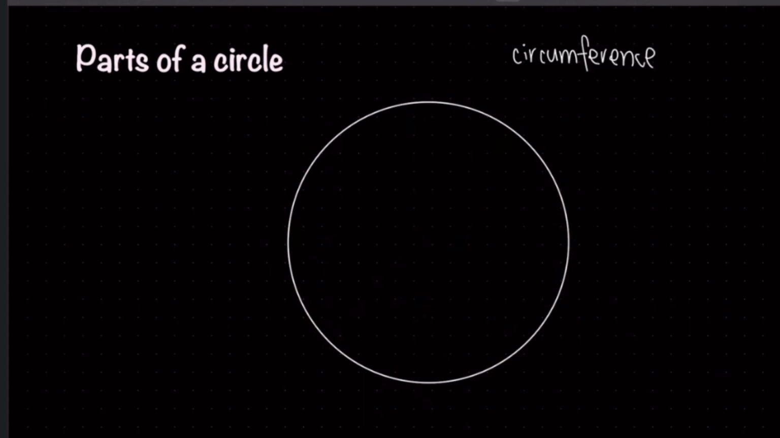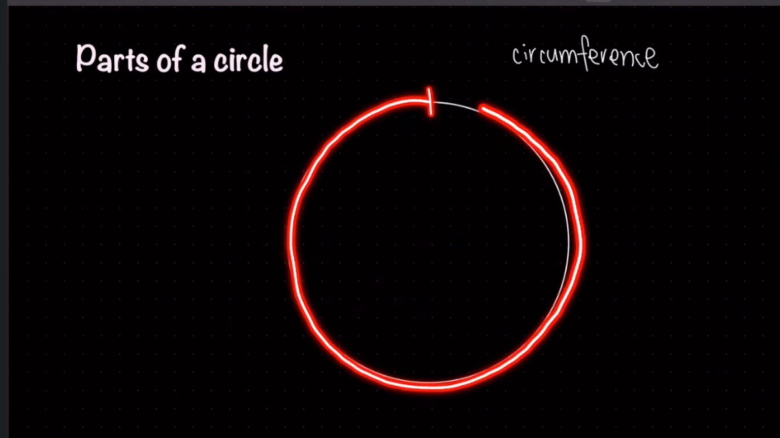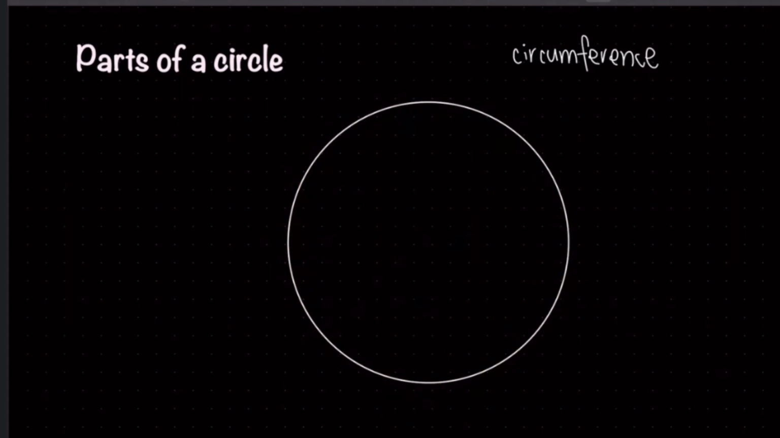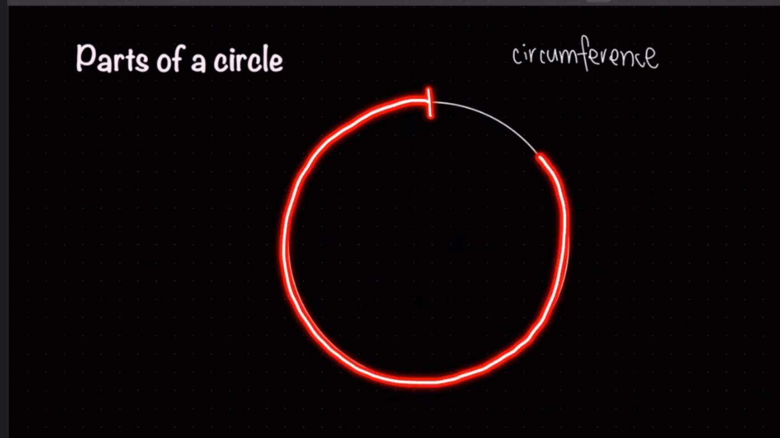Circumference. Circumference is like the perimeter of a circle, like this, all around it. So this is a circumference. Imagine that this is a park. You start here, you start walking around it, and the whole length of it, that's the circumference.